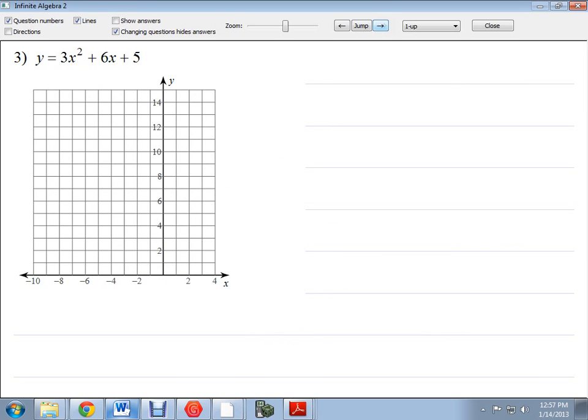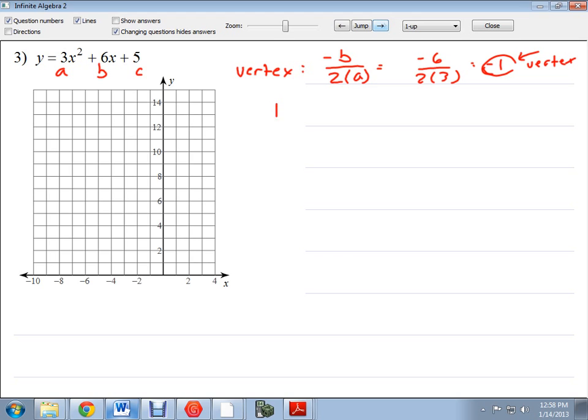The starting step, when we look at the equation, here is A, here is B, here is C. The vertex is found at negative B divided by 2 times A. What is a negative version of B? Negative 6 over 2 times, what is A? What is A? 3. What does that calculate out to? Negative 1. Negative 1 is the x value of the vertex.